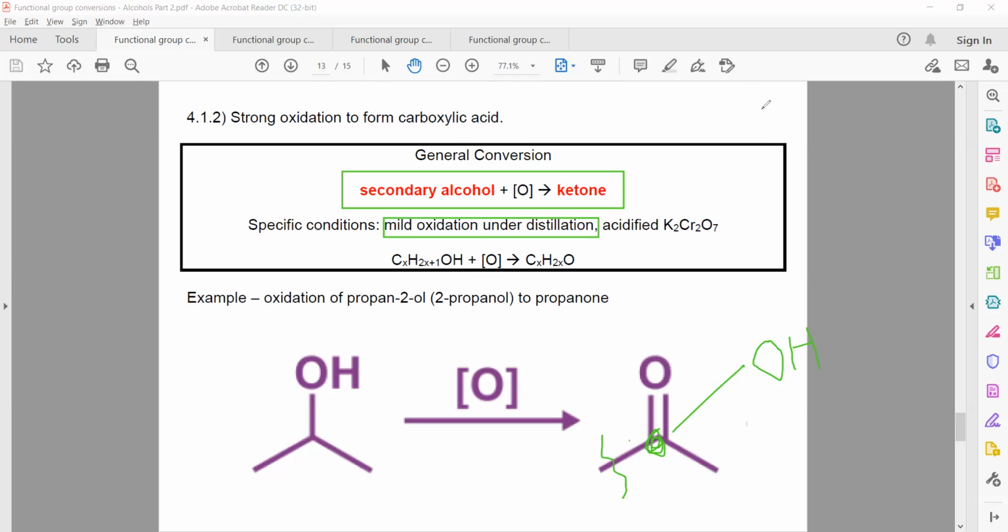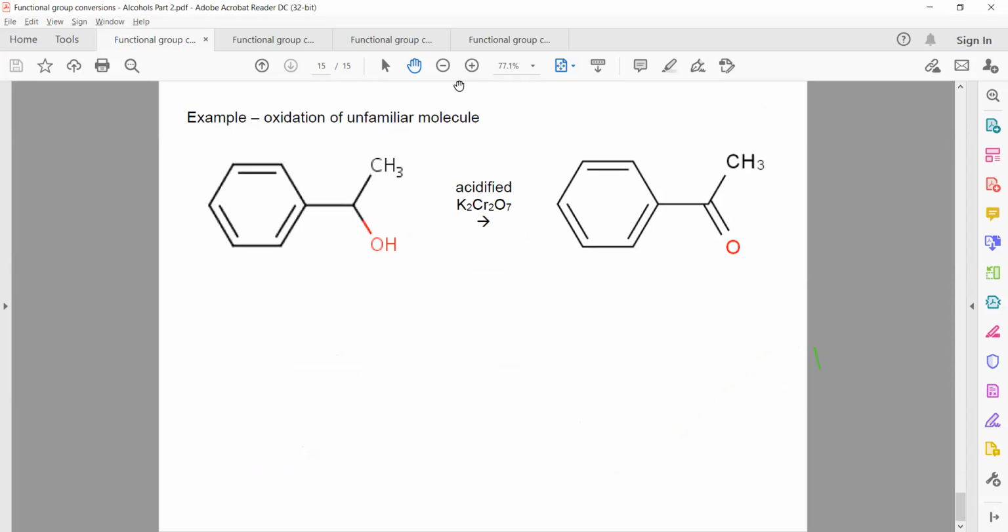But that's not what happens. Cool, so a ketone is as fully oxidized as it can possibly be. You can't oxidize it further. Cool, and then if you look at, I'm just going to draw this as an example.